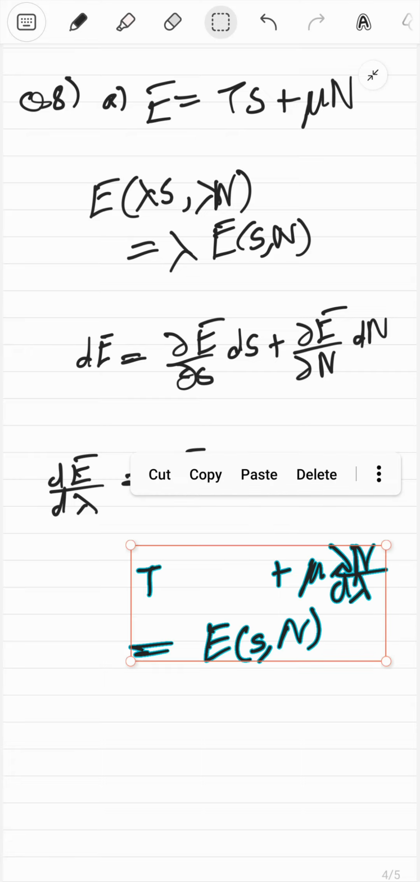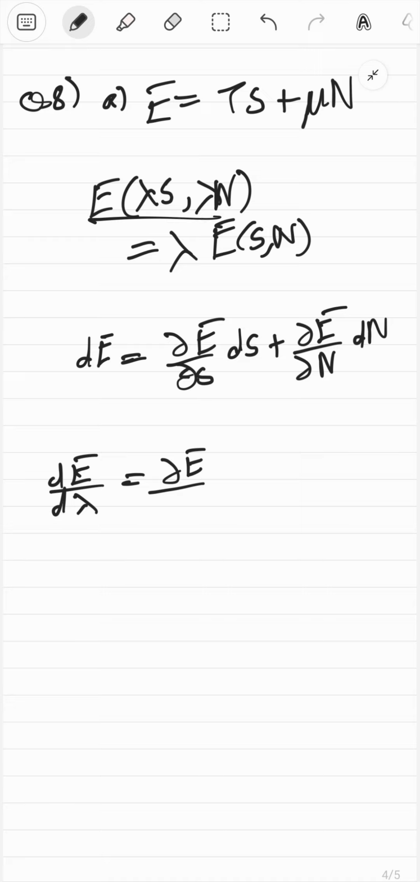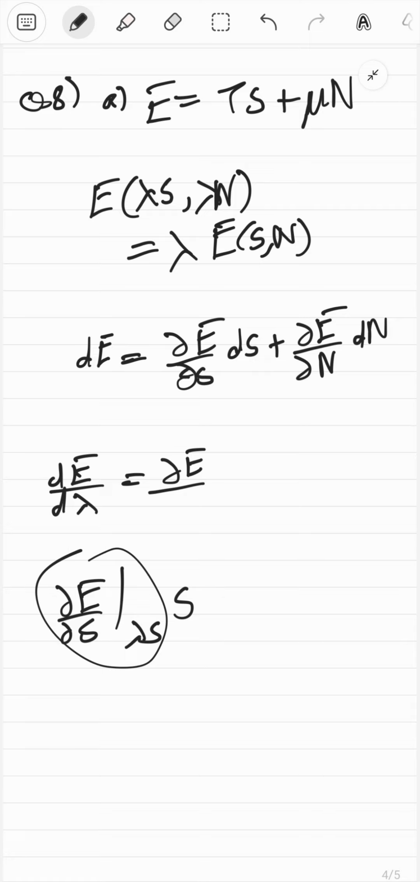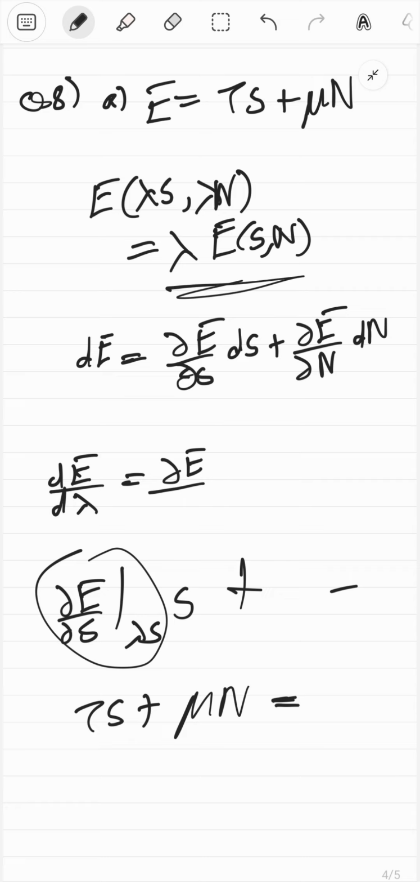Right. So the equation that we want is, differentiate this with respect to lambda. What do you get? You get partial E by partial S evaluated at lambda S, times the derivative of lambda S with respect to lambda, which is just S. You know that this is precisely T, and then plus some other term from this, so T S plus mu N, and that's equal to this guy's derivative with respect to lambda, which is just E. So you essentially get E equal to T S plus mu N from just extensivity. So that is the derivation.